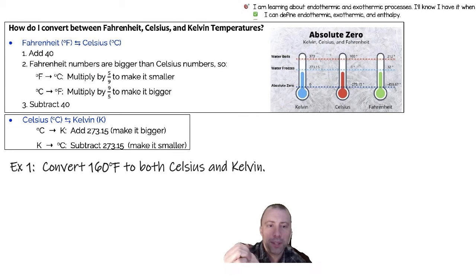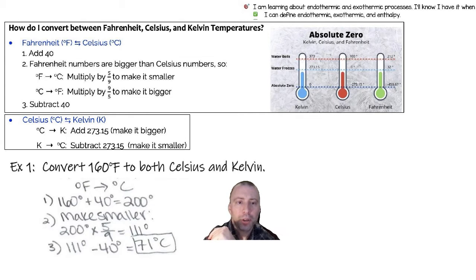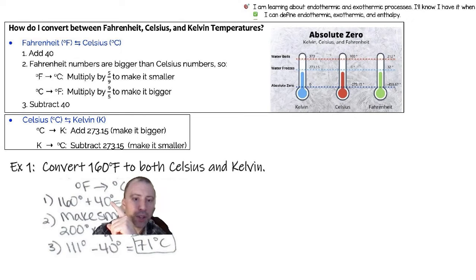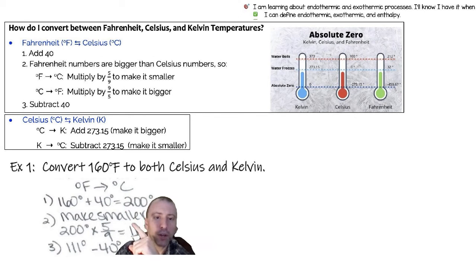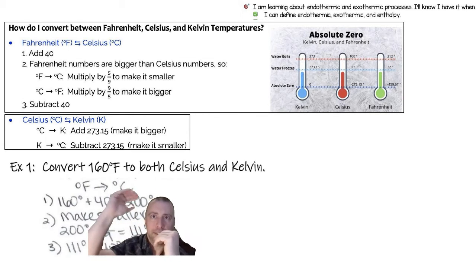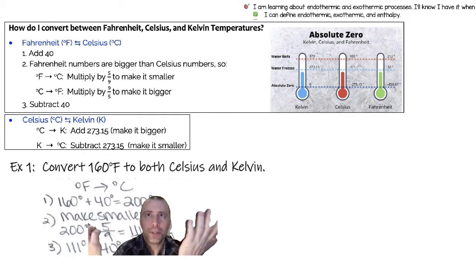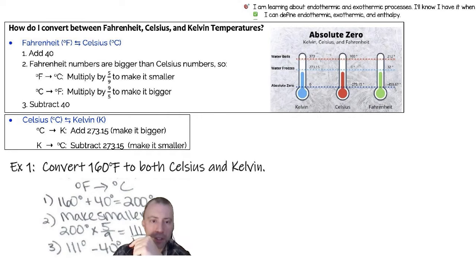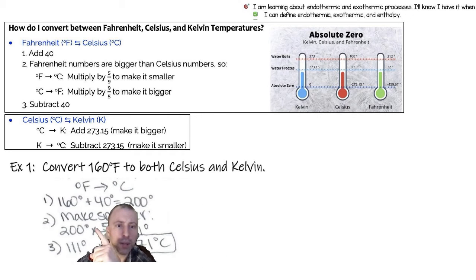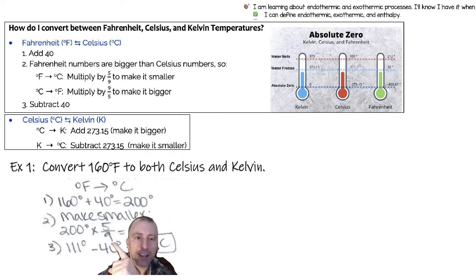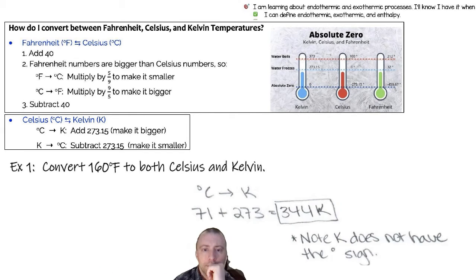Here's an example problem. Let's convert 160 degrees Fahrenheit to both Celsius and Kelvin. We will go from Fahrenheit to Celsius first. So again, we add 40, and so 160 plus 40 is 200. We're going to make it smaller. Remember, Fahrenheit is a bigger scale. If you think about your body temperature, 98.6 would be Fahrenheit, but 37 in Celsius. So we're going to make it smaller. So 200 times 5/9, that's less than 1, to make 111, and then we'll subtract 40 to get 71.